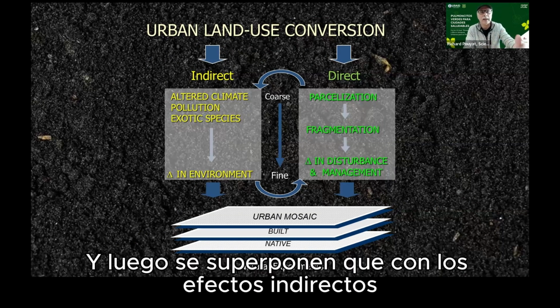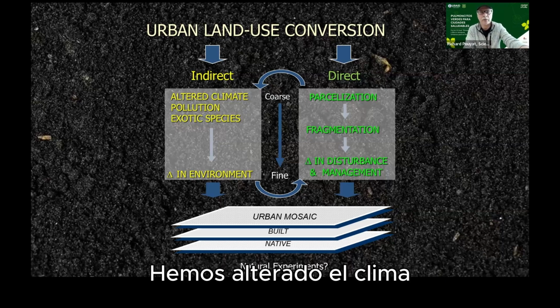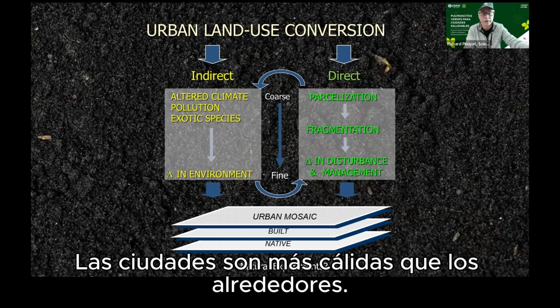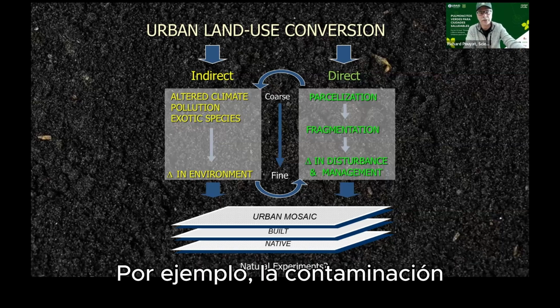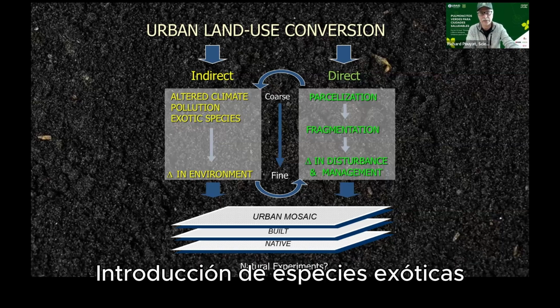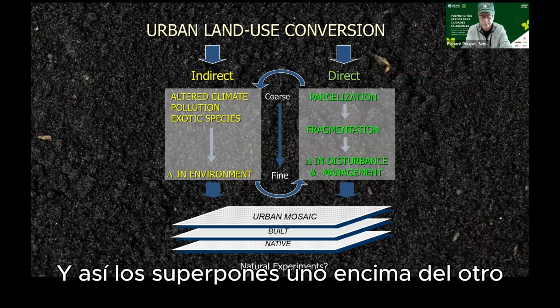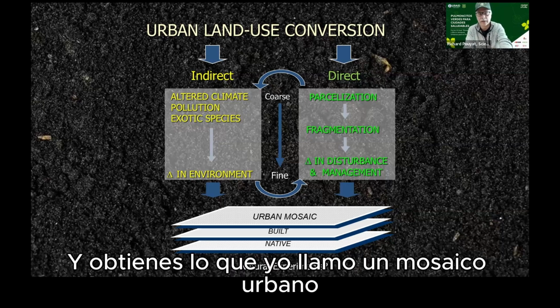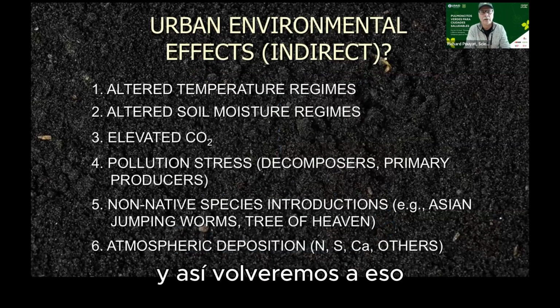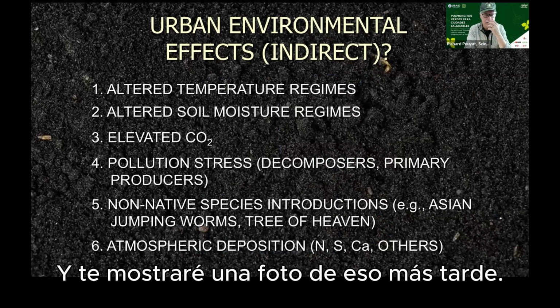And then you overlap that with the indirect effects. So we have altered climate. Cities are warmer than the surrounding area, for example. Pollution, introduction of exotic species. And so you overlay these on top of each other and you get what I call an urban mosaic. And so we'll come back to that and I'll show you a picture of that later.